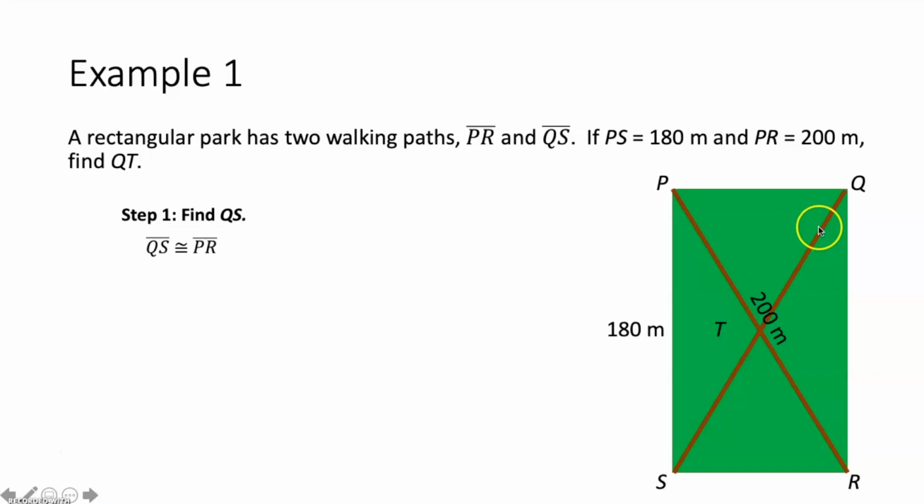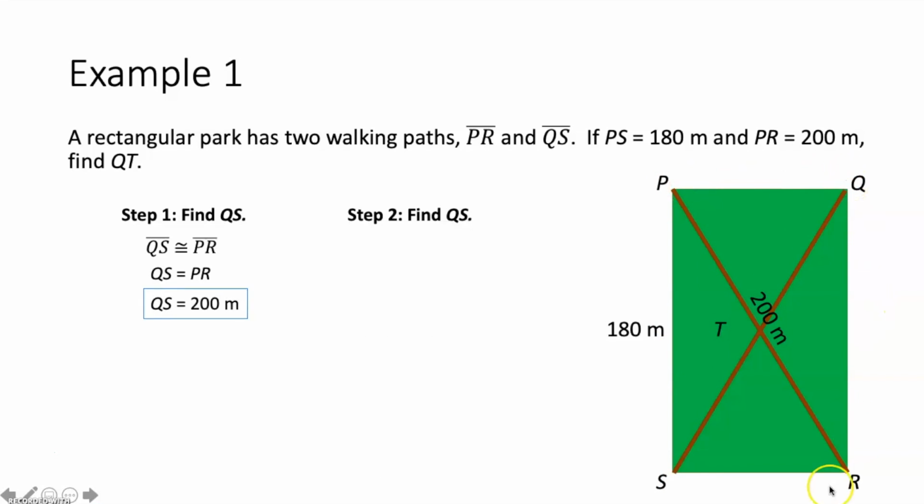It's equal to the measure of segment PR because the diagonals in a rectangle are congruent to each other. So the measure of segment QS is equal to the measure of segment PR, which we know is 200 meters. Now that we know the measure of segment QS is 200 meters, we can then find the measure of segment QT. How do we know that?